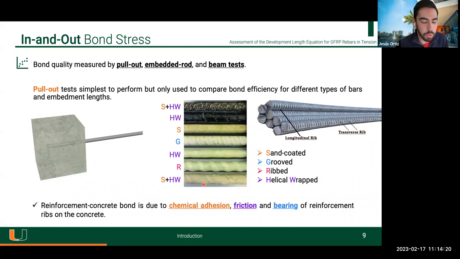But those bond stresses typically depend on chemical adhesion, friction, and bearing of the reinforcement against the concrete. In steel, the bearing capacity is the most important because, of course, you have good ribs there. But in FRP, if you don't have ribs, if it is uncoated, the friction could have more relevance there.